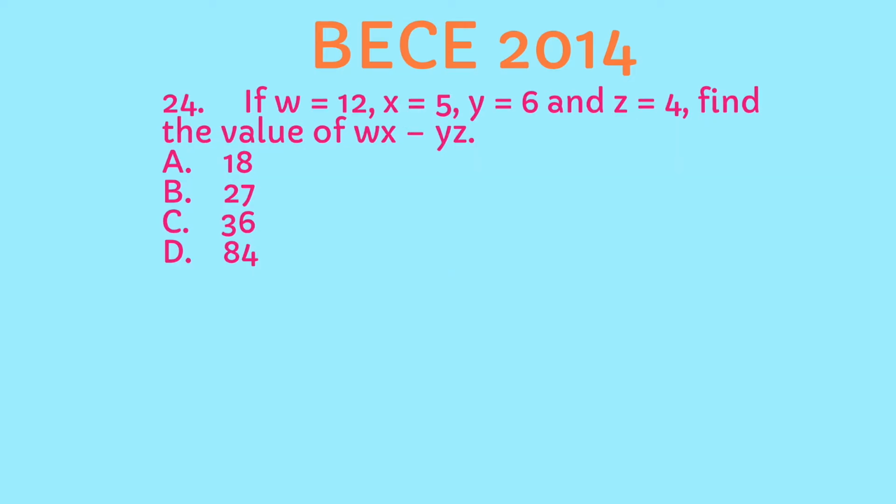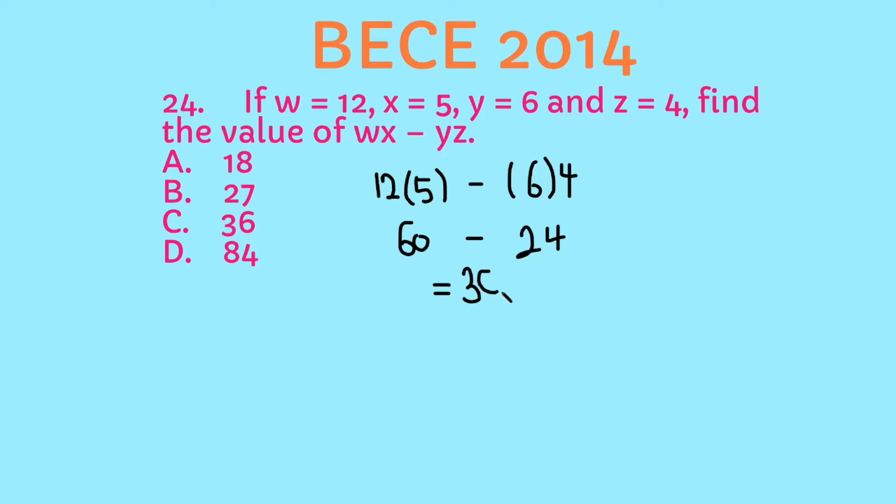For question 24, this is clearly a substitution question. If W is equal to 12, X is 5, Y is 6, and Z is 4, we have to find the value of WX minus YZ. We input the values accurately and we will get our final answer being 36.